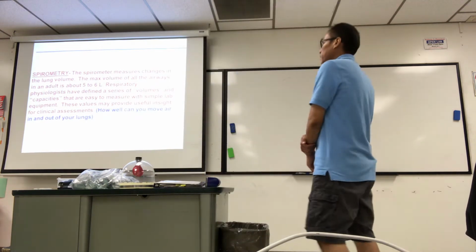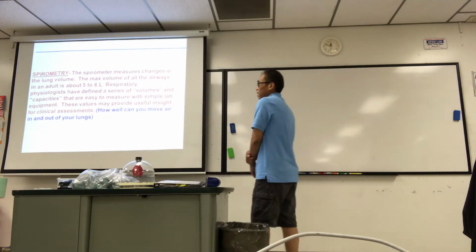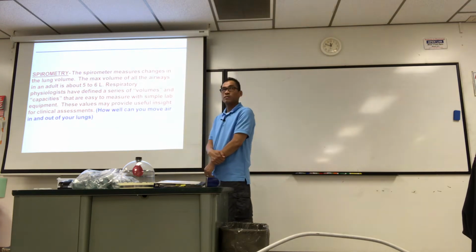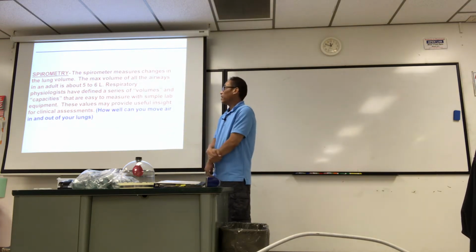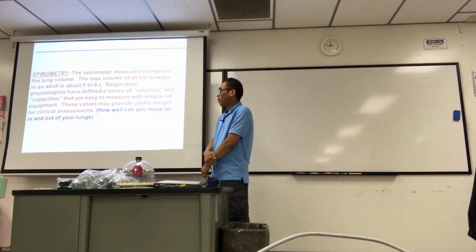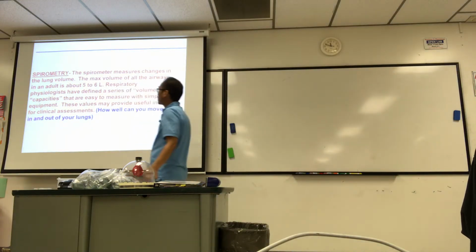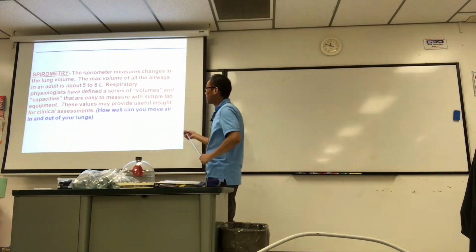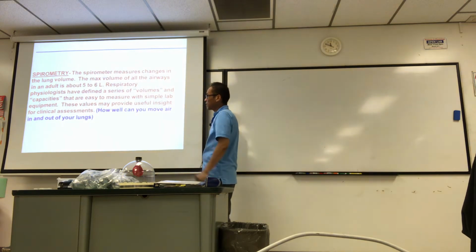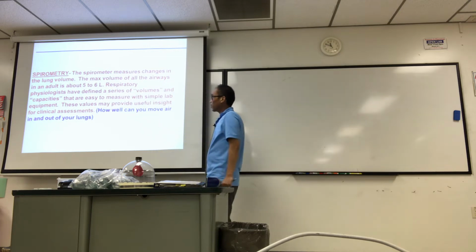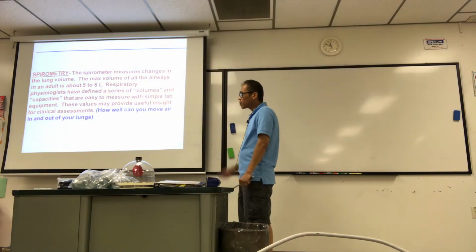It's easy to predict. For example, the tallest person in your group is going to have the largest lungs, right? Because it's the anatomy, it's the proportion. Larger people, taller people have larger lungs, primarily because they have more tissue to oxygenate. Respiratory physiologists have defined a series of volumes and capacities that are easy to measure, and we can do it in the lab. These values are useful for some clinical assessment.